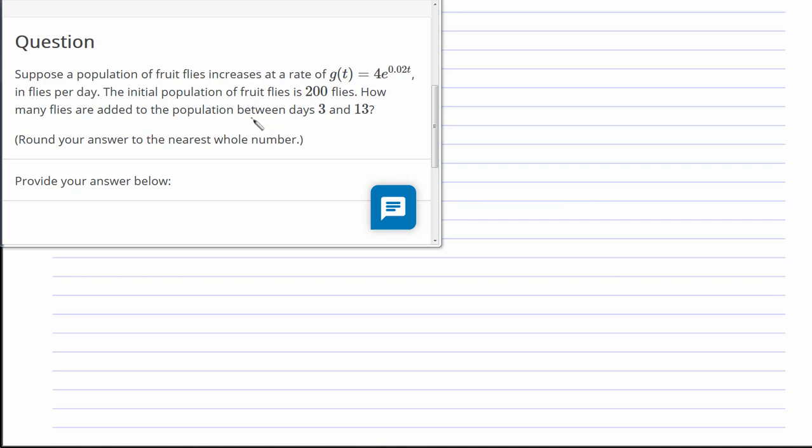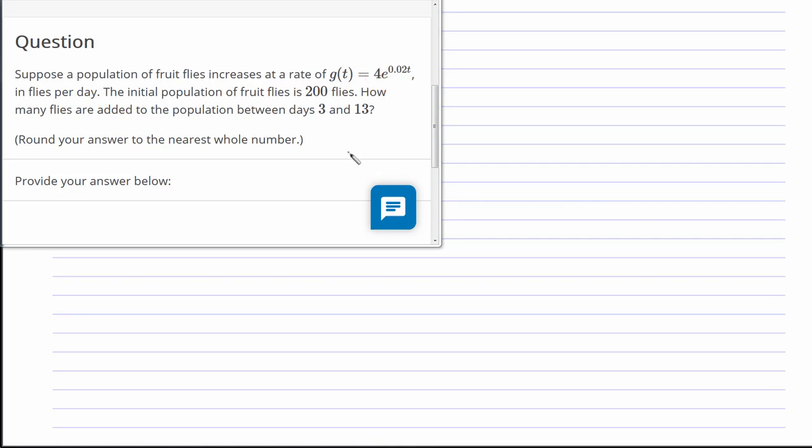But the problem is we don't have the formula for the population they're asking us for. So how many more flies do we have on day 13 than we have on day 3? But we don't know how many flies we had on day 3, and we don't know how many flies we have on day 13. So how are we supposed to answer this? All we know is the rate at which the population is changing.